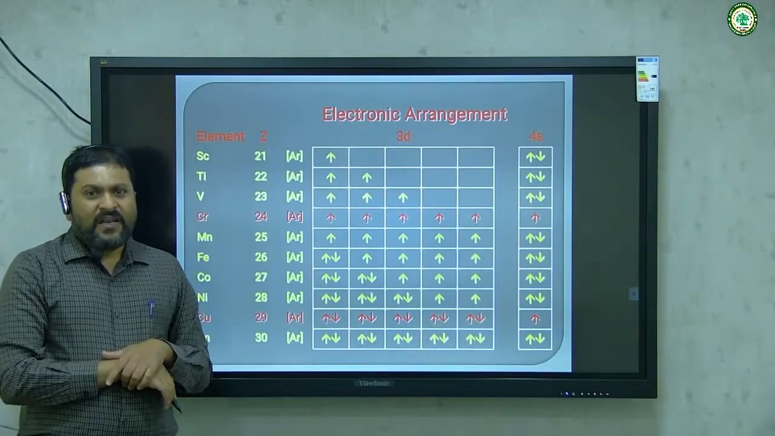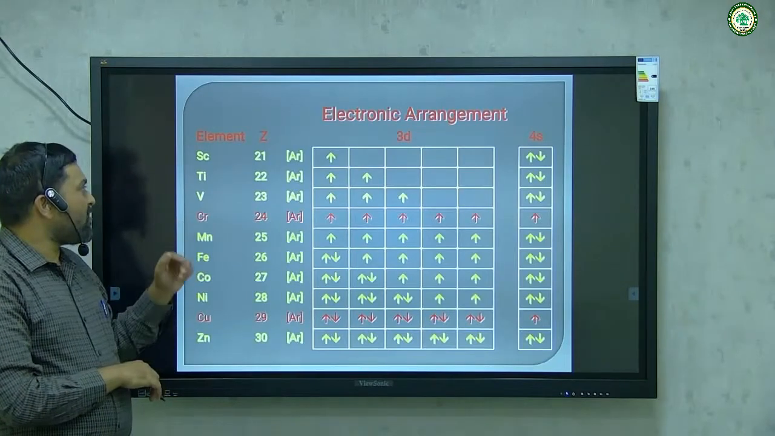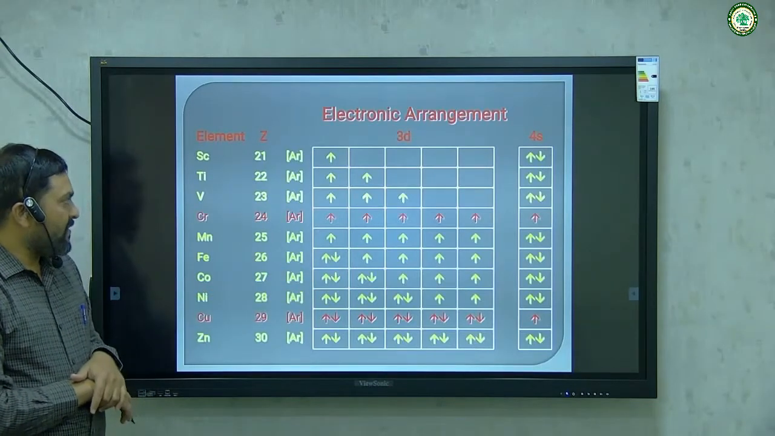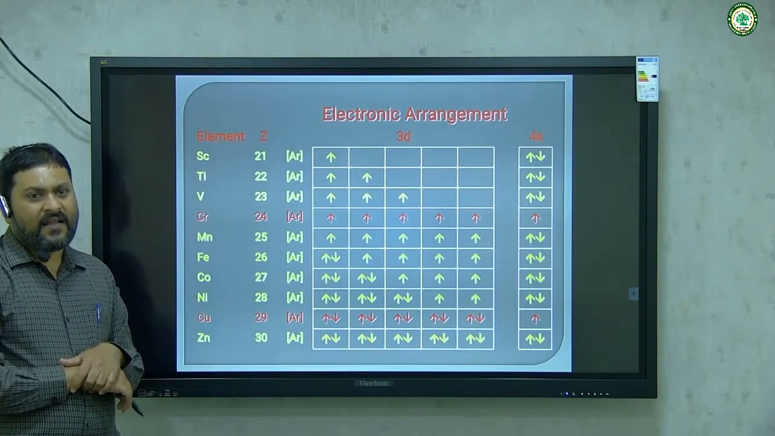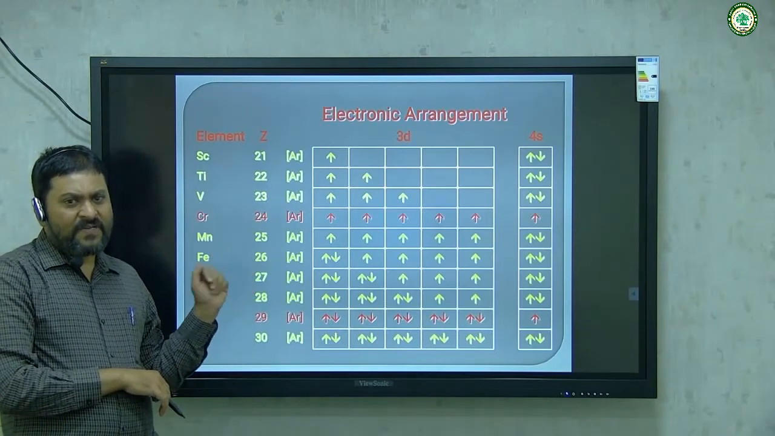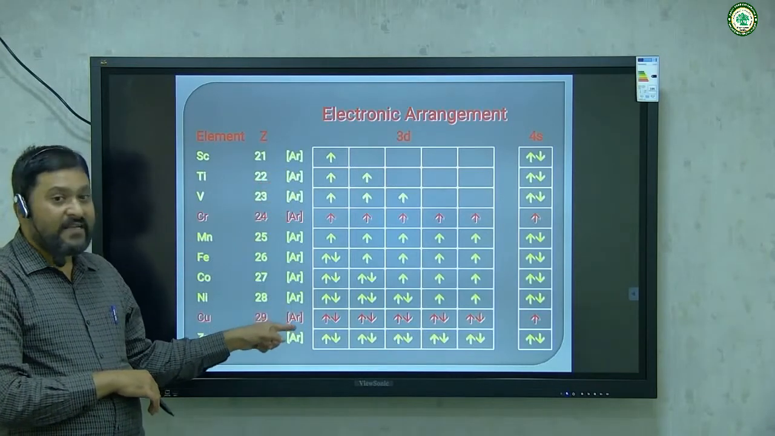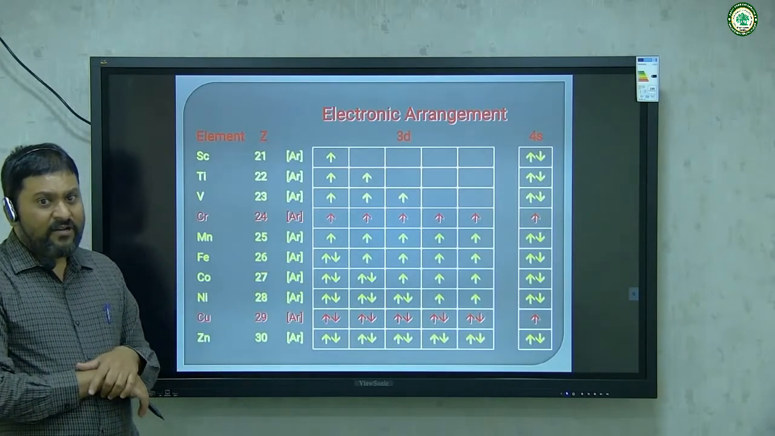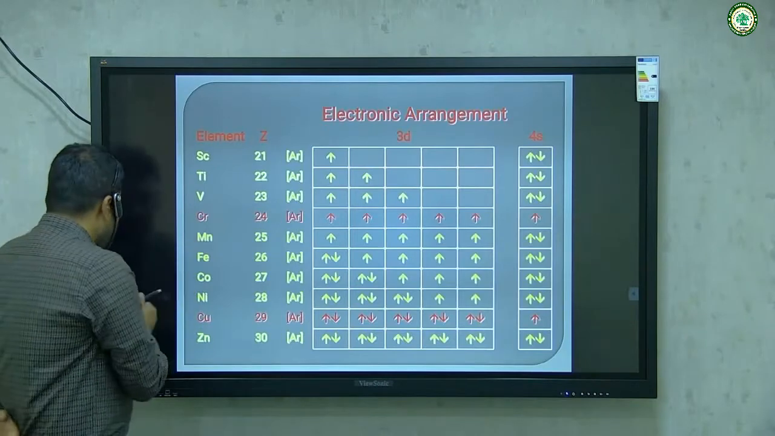this is the actual electronic arrangement of all elements of the 3d series, and we know that it starts from scandium, titanium, vanadium, chromium, copper, and other elements here. All the electronic configurations of those elements are core electronic configurations, because the argon is written in the bracket. The nearest noble gas is argon, that's why the core electronic configuration is written. So 21, 22, 23.